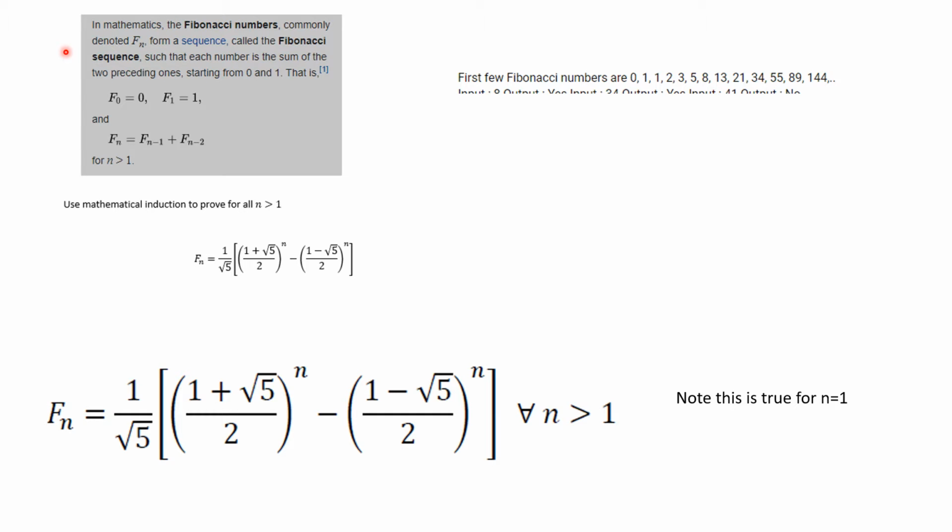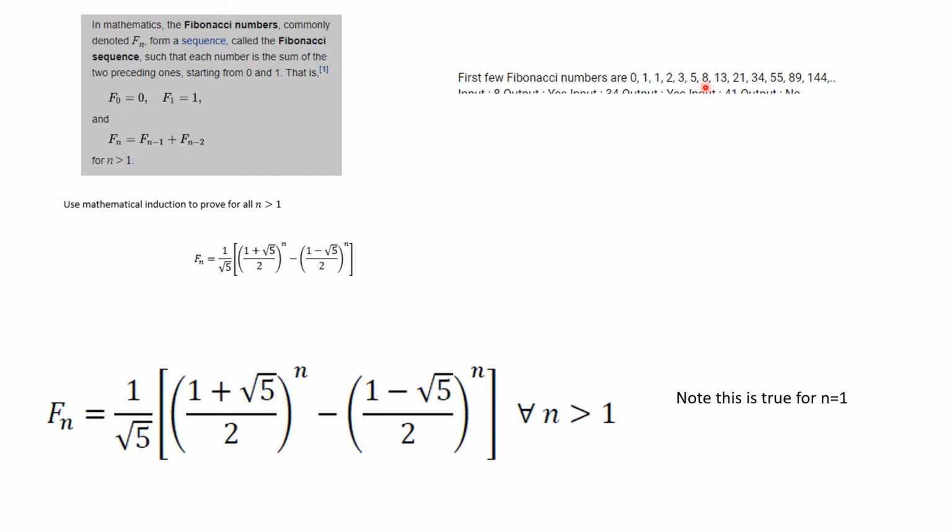Recall in mathematics, Fibonacci numbers, commonly denoted by f sub n, form a sequence called the Fibonacci sequence, such that each number is the sum of the two preceding ones, starting from 0 and 1. So you see the first few Fibonacci numbers are 0, 1, and then if I add those, I get 1. I add these two, I get 2. I add these two, I get 3. I add 2 and 3, I get 5.